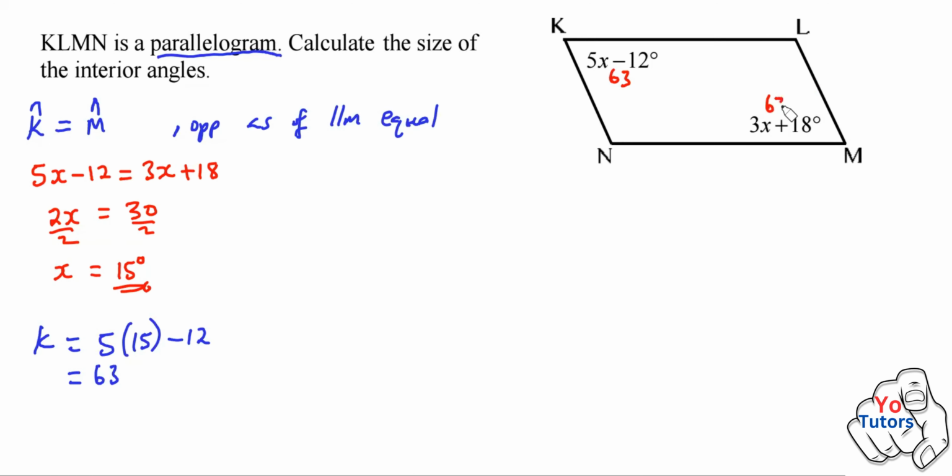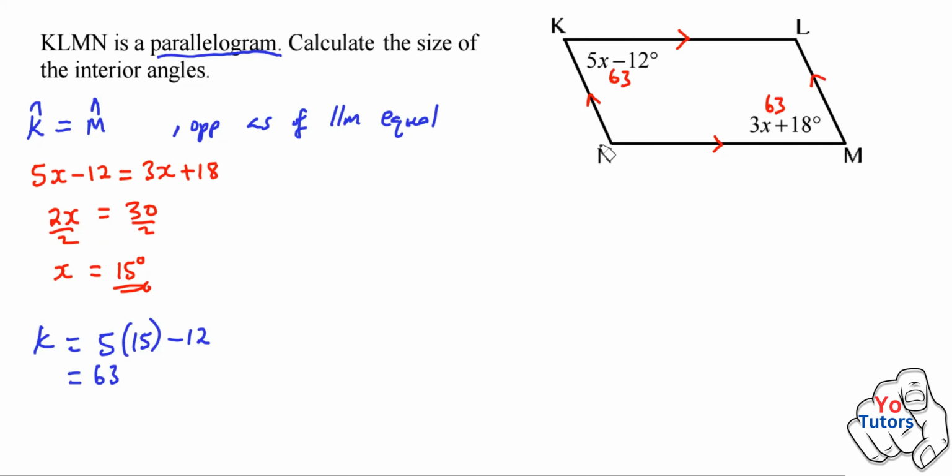This is going to be 63. There is no need for us to actually calculate to find what the angles are, what 3x plus 18 is, because we know that these two are equal. Okay, so now what are we going to say? Since we are told that it is a parallelogram, remember, you need to just put your arrows. If they are not there, you can just put your arrows when you're told that it is a parallelogram. Now, in that case, what are we going to do?